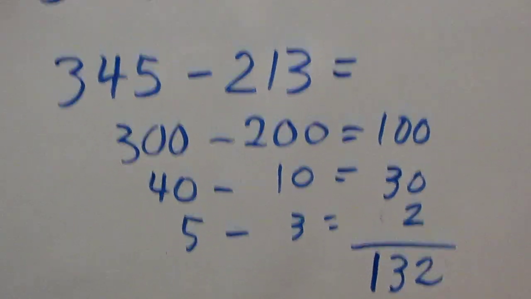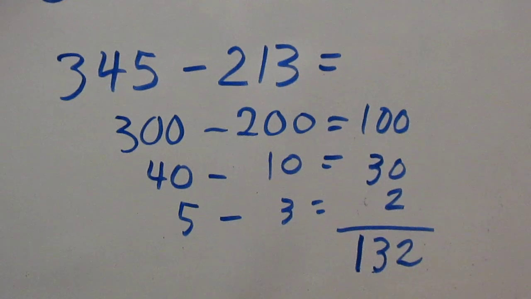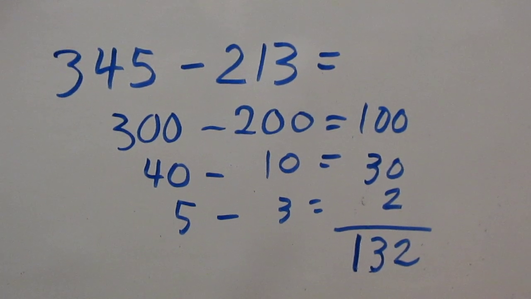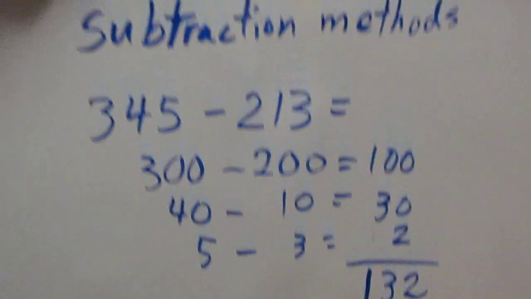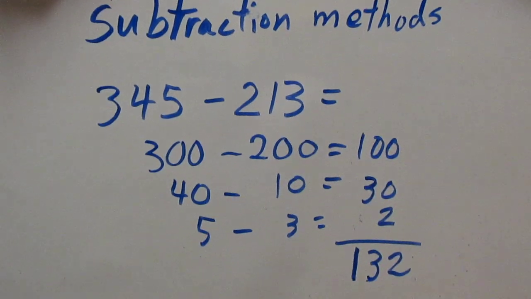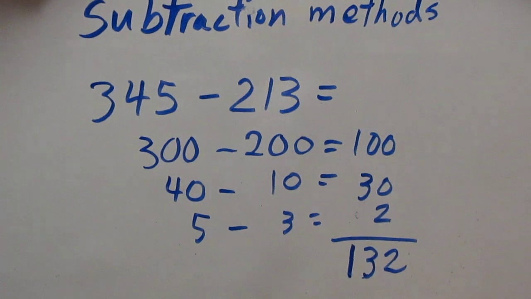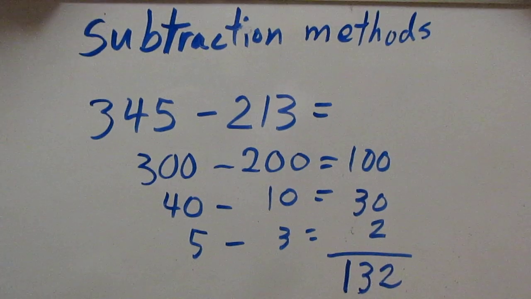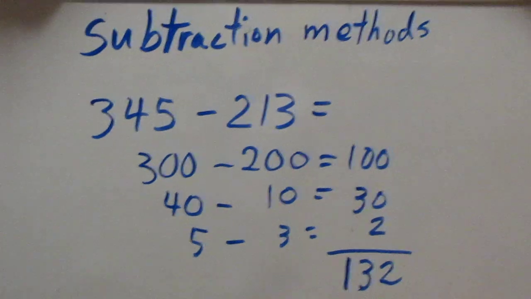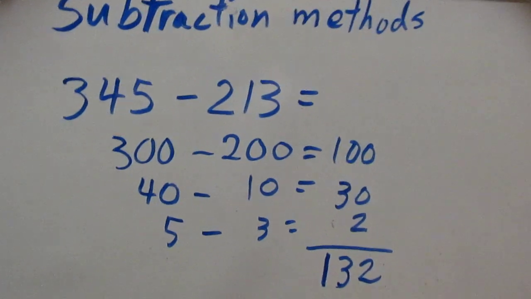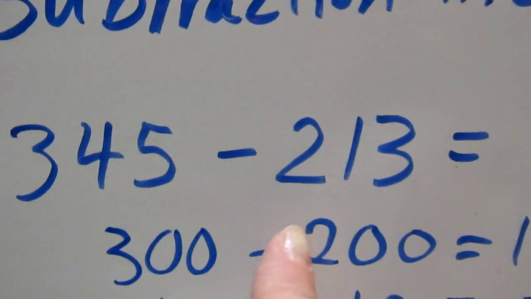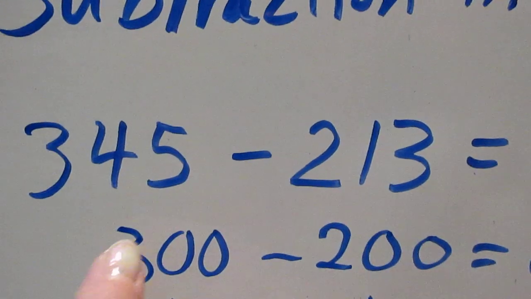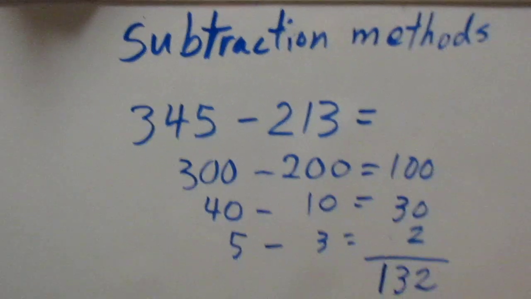I'm going to make another little video showing the other two methods that we're learning right now. One of them is the base 10, good old base 10, and the other one is an open number line. We're going to show both of those in another video just because these tend to get a little long. So this is your very basic one. It works as long as the second number has all the digits smaller than the first number. Okay, thank you.